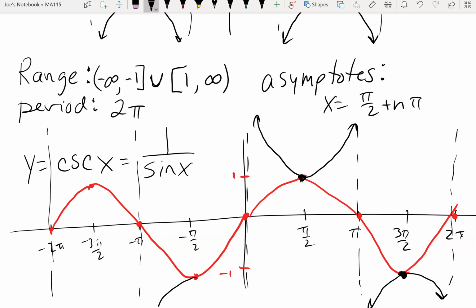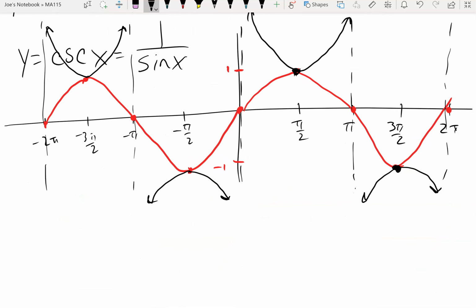And then we have similar things on the other side. Looks a lot like the secant graph, doesn't it? Just shift it a little bit. Which is not a huge surprise because sine and cosine look the same. They're just shifted a little bit. Right?